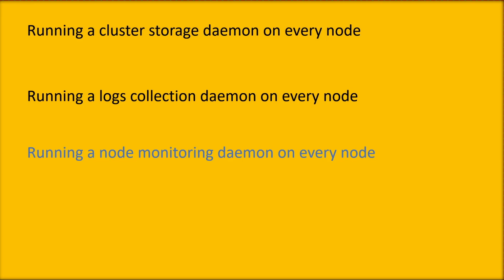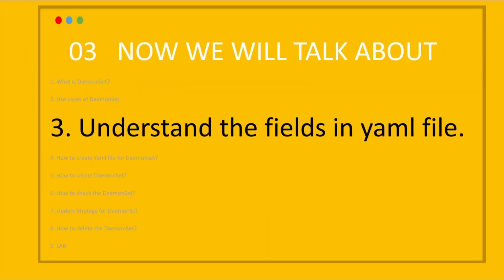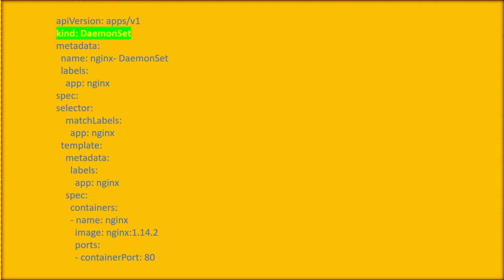In simple terms, we can say that it is often used to run daemon processes such as storage, logging, or monitoring agent on every node in a cluster to monitor the running pods. Now the third topic is understand the fields in YAML file. This is the simplest DaemonSet YAML file. One can notice kind equal to DaemonSet and there is no replica option in this.